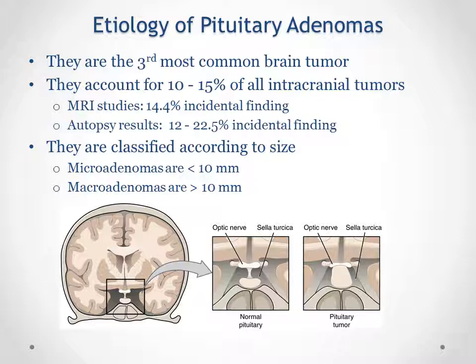So if we look at the etiology of pituitary adenomas and some of the epidemiology, they are the third most common brain tumor. They account for almost 10 to 15% of all intracranial tumors. MRI is the gold standard for detecting a pituitary tumor. It is allowing for the optic chiasm, the cavernous sinuses, the pituitary, the normal gland, and any tumors, and the stalk. And in addition, you can see aneurysms of the carotid.